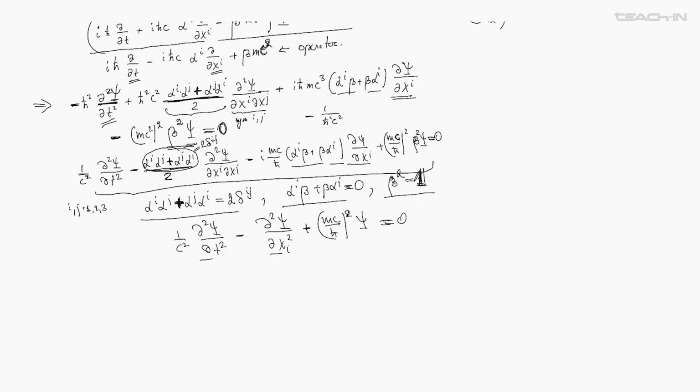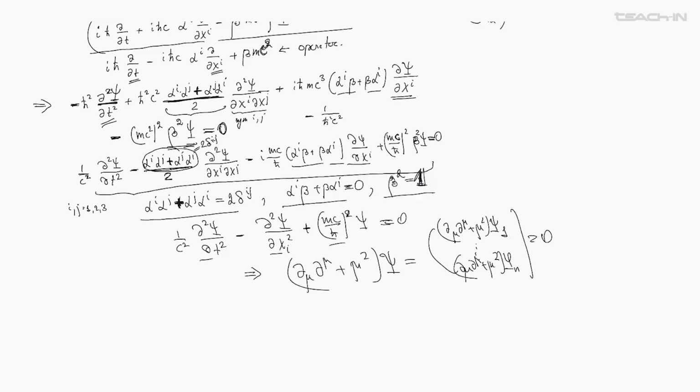So the equation you get from here is simply (d mu d mu plus mu squared) acting on psi, which is just the Klein-Gordon equation applied to each component of psi, say psi 1 up to psi n. You get 0 here. So each component of your multi-component spinor satisfies the standard Klein-Gordon equation, which appears as a consequence of this fundamental equation here.